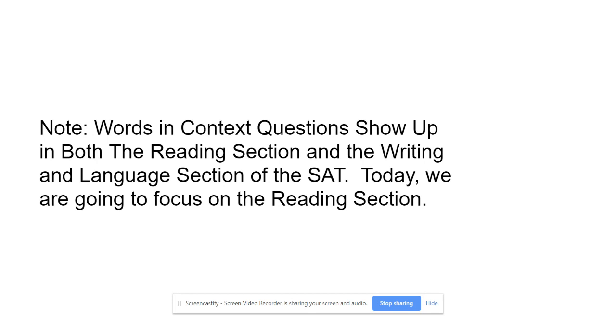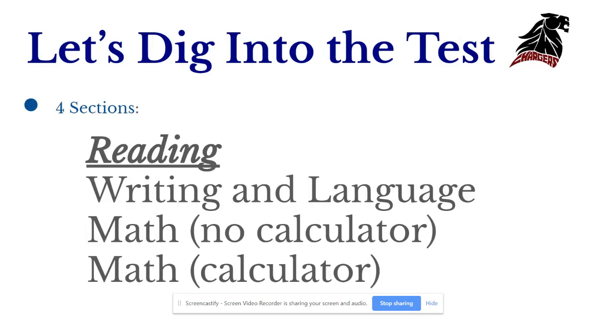A note is that words in context questions show up in both the reading section and the writing and language section of the SAT. So you'll see them in both the first section of the test and the second section of the test. We are going to focus our efforts today on how words in context show up in the reading section. And then in a future boot camp session, we will look at how it shows up in the writing and language section. As a reminder, there's 4 sections in the SAT.